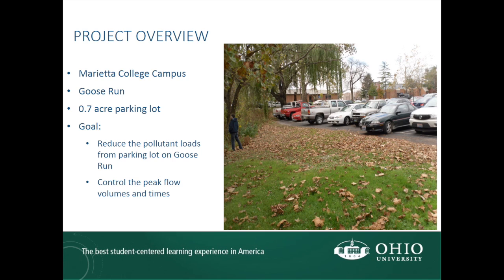The rain garden that was designed and studied in connection with Andy's thesis was located on the Marietta College campus in Marietta, Ohio, near Goose Run. The rain garden was placed next to a 0.7-acre parking lot on the college campus and served two purposes: to reduce the pollutants flowing from the parking lot into Goose Run, and to control peak flow times and volumes to reduce flooding impacts.